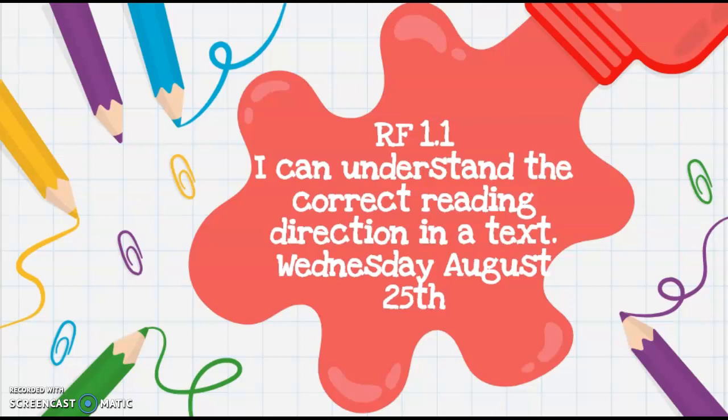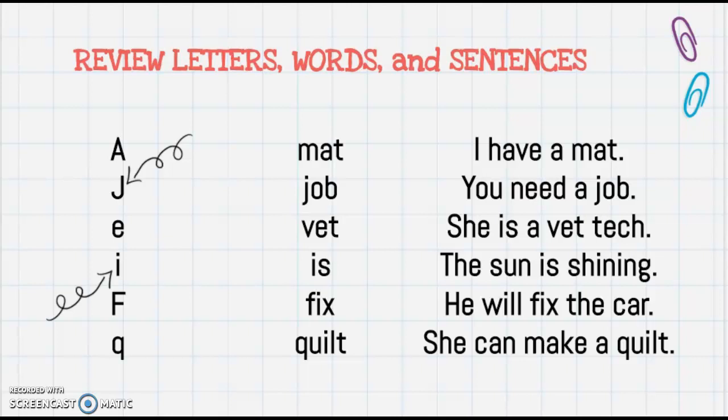It is Wednesday, August 25th, and we are going to be talking about understanding the correct reading direction in a text. And excuse me, it's actually August 26th. I said that incorrectly. So let's start with a little bit of a review. We've been talking this week about letters, words, and sentences.